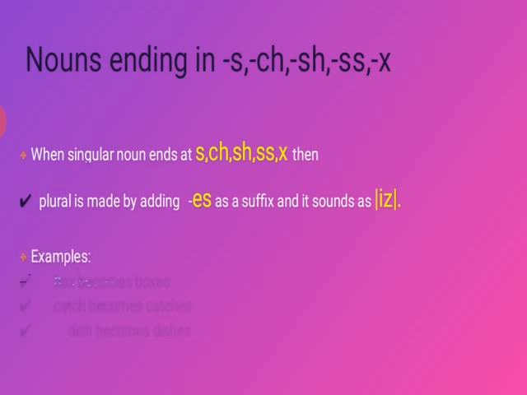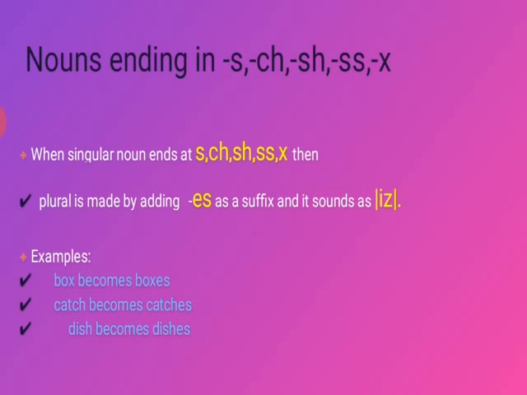Examples are like box becomes boxes, catch becomes catches, and dish becomes dishes. If you look into the detail of these examples, box is ending on X. The last letter is X. So it has become boxes by adding es at its end as a suffix.